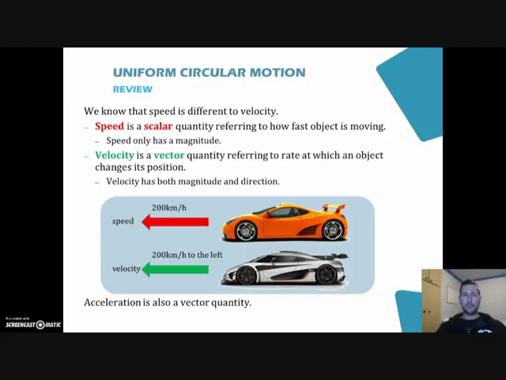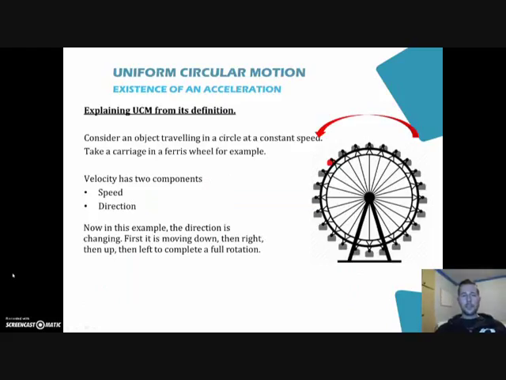Now, when we refer to uniform circular motion, we'll be looking at acceleration as well, and acceleration is also a vector quantity with both magnitude and direction. I will now explain uniform circular motion from its definition. So if we consider that carriage on the Ferris wheel, the red one, traveling in an anti-clockwise direction, the speed of the carriage is not changing, however the directional component of the velocity is.